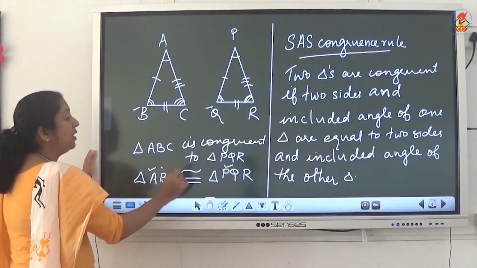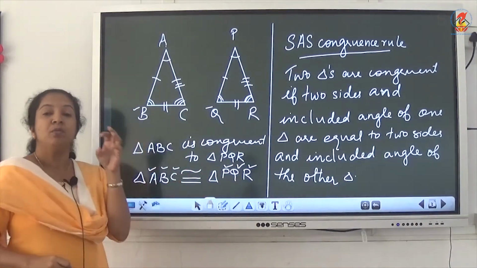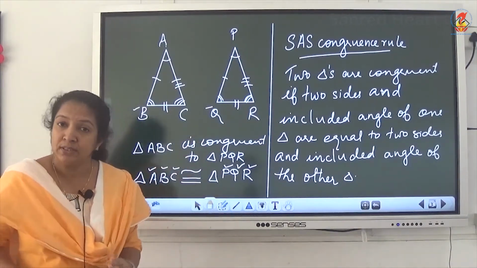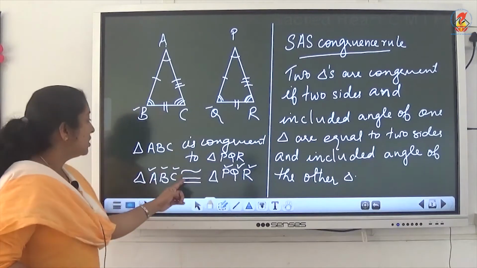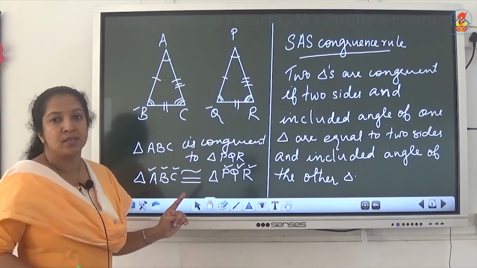Then we have written B, then it should be Q. Then C, then R. What I said is, when you name it, you have to start with the corresponding vertices itself. So, this is the symbol which we are using to represent congruence.